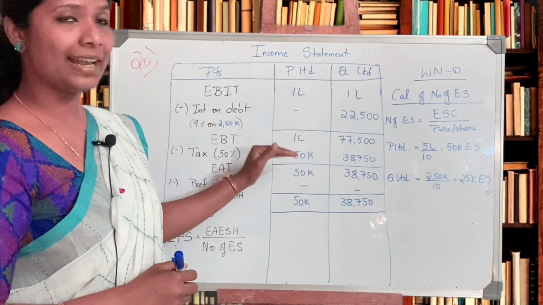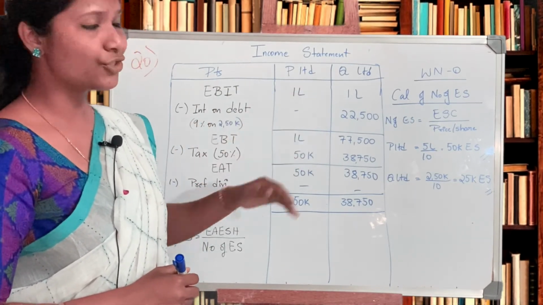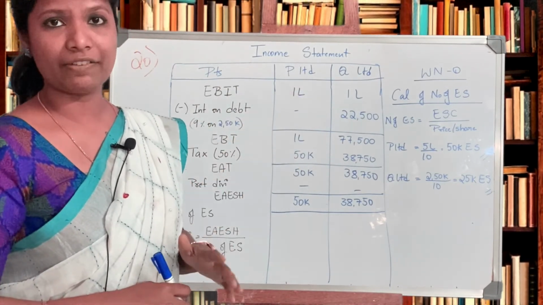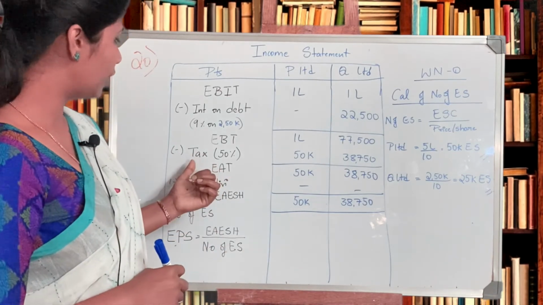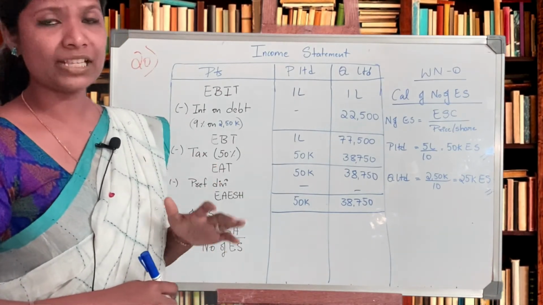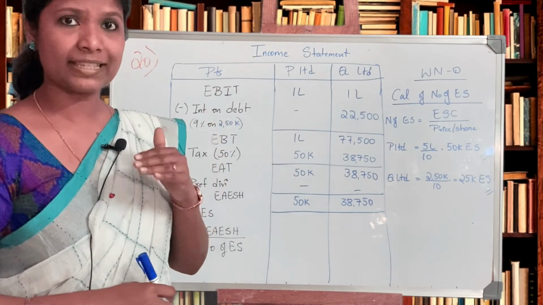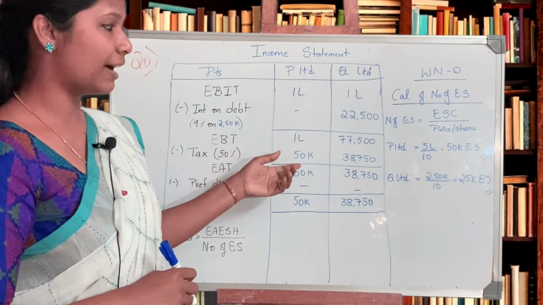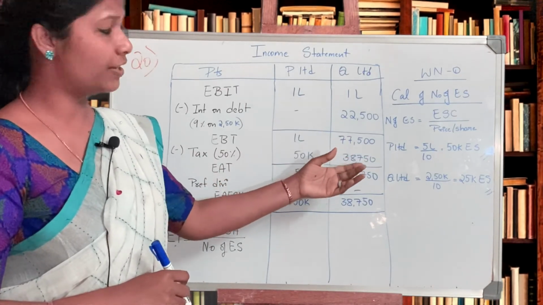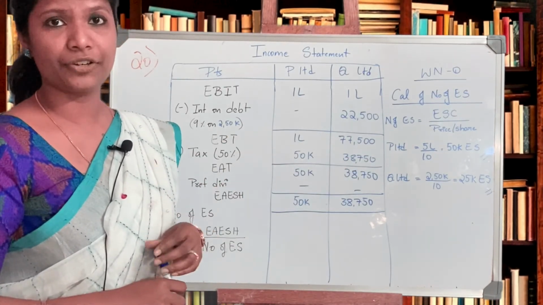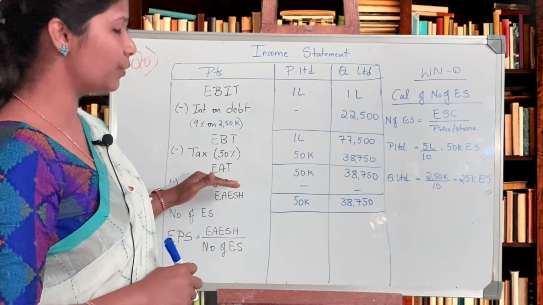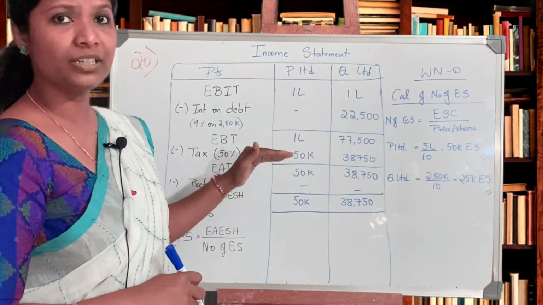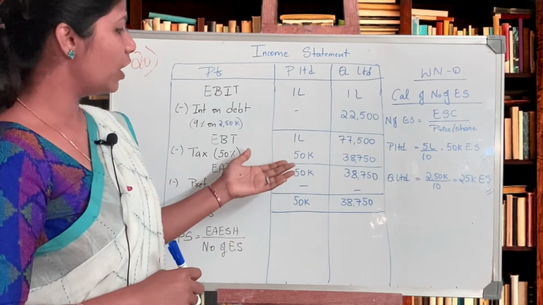Once we move from EBIT, deduct interest on debenture, we arrive at earnings before tax. So it is 1 lakh, and after deduction, 77,500 rupees. Moving on, tax, assume it as 50%. The last sentence after the table says assuming tax as 50%. So half of 77,500 is 38,750 rupees. Once you deduct that, you arrive at earnings after tax, EAT: 50,000 and 38,750.